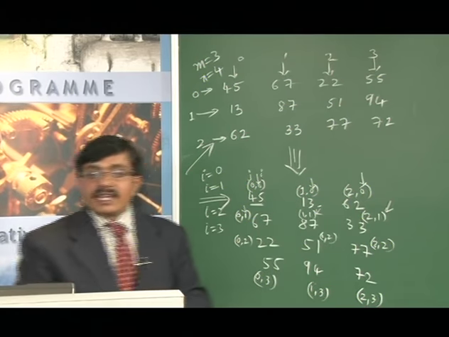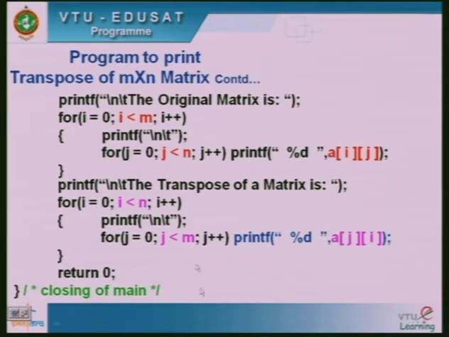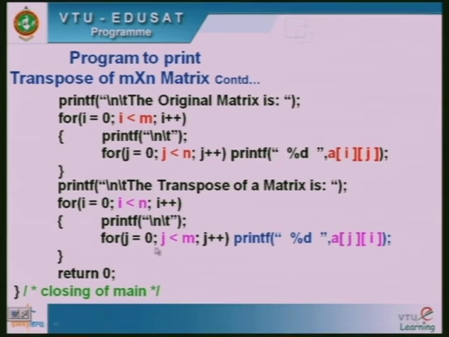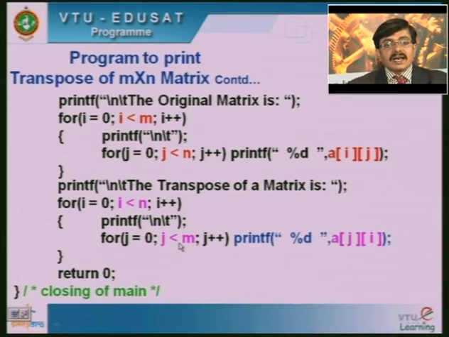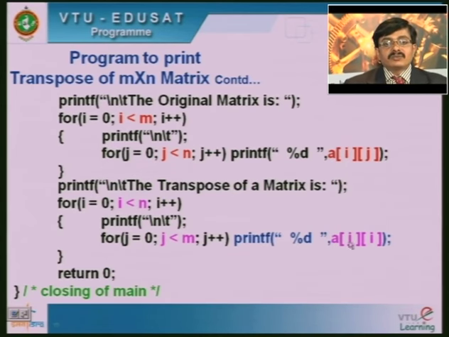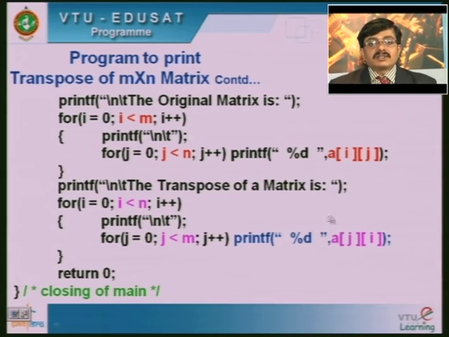Fine. So, I should keep this index i constant, because i is the first loop and j is the second loop. In the second loop, when j runs from 0 to m, all the elements of the original row will be printed. That has to be printed in a column, because rows have to be converted into columns and columns into rows to get the transpose of a matrix. So, this is the change we are supposed to make when printing the transpose of the matrix.